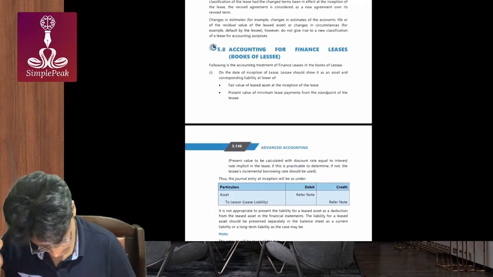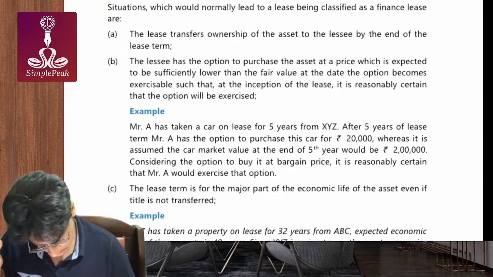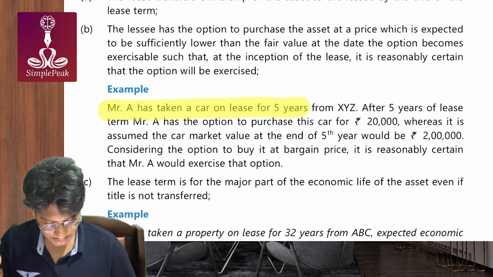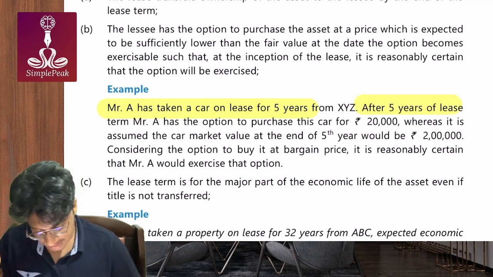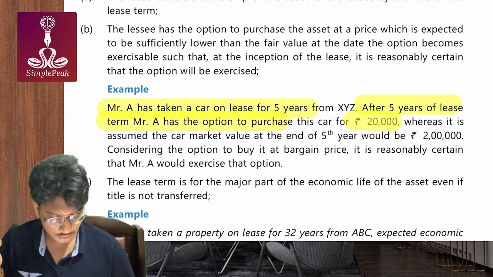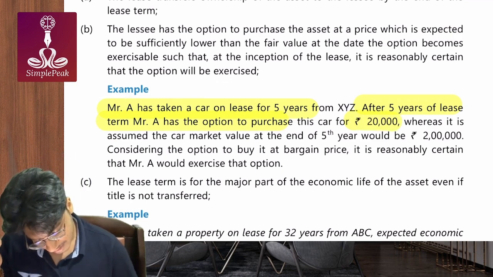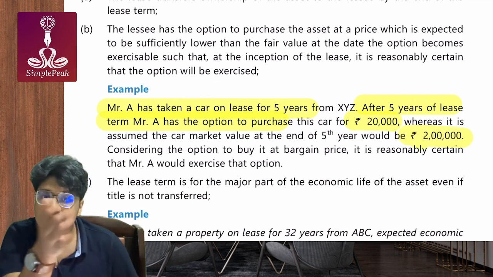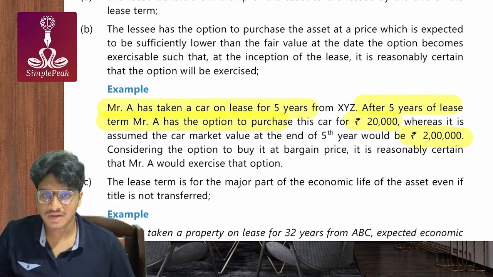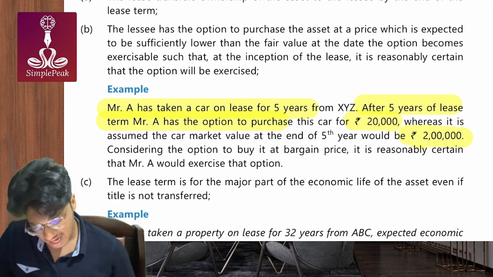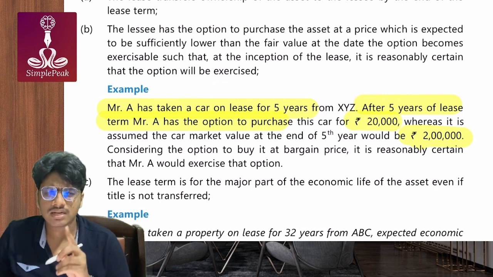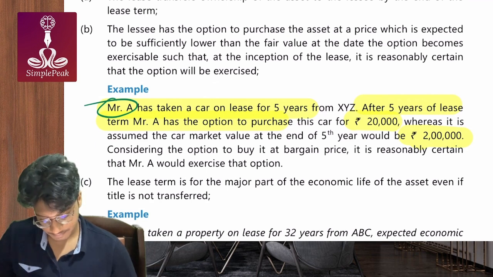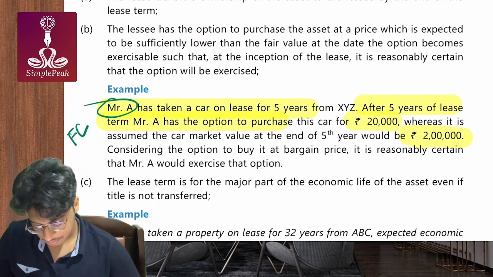There is an example over here based on the lease term. Let's take it. See, A has taken a car lease for 5 years. After the 5-year lease term, A has an option to purchase this car for 20,000 rupees, whereas the fair value or market value at the end of the 5th year would be 2 lakh. See, 20,000 rupees is much less than that. And considering that it is reasonably certain that Mr. A would purchase, this is a finance lease.